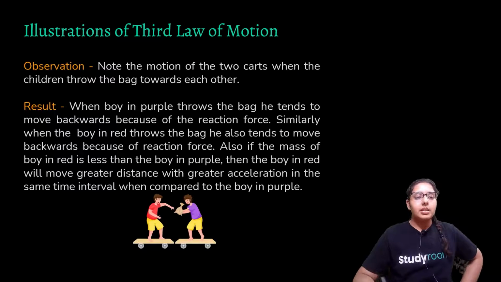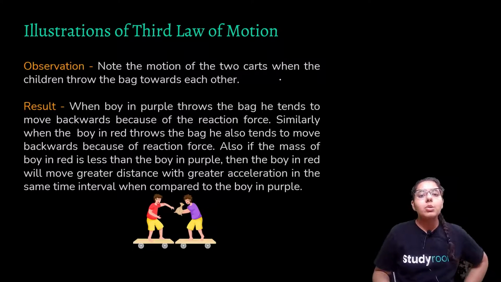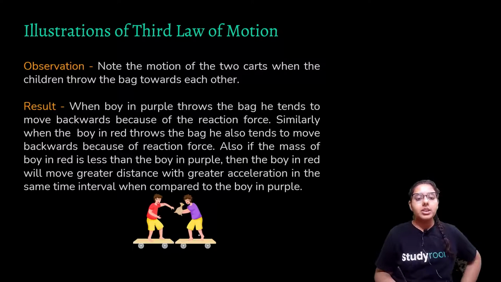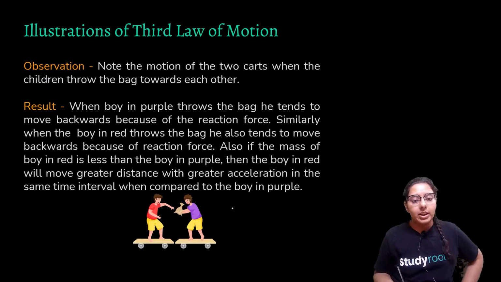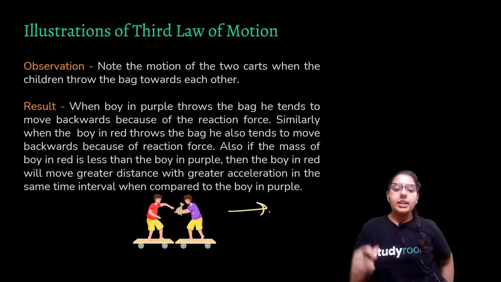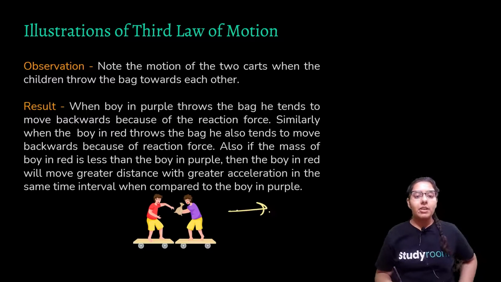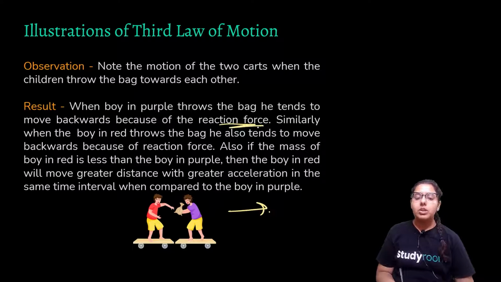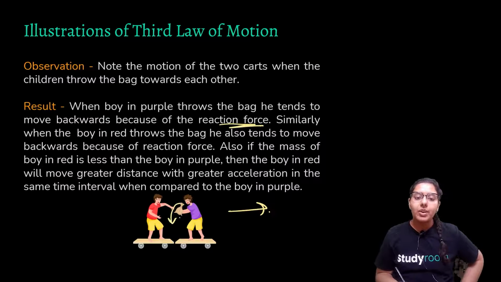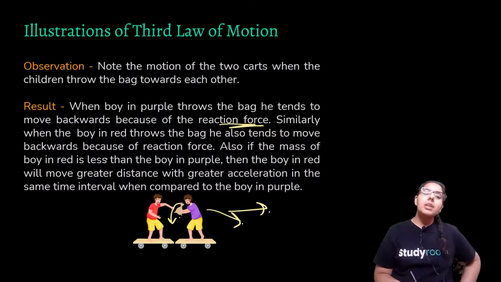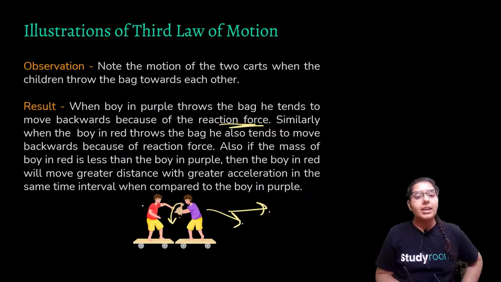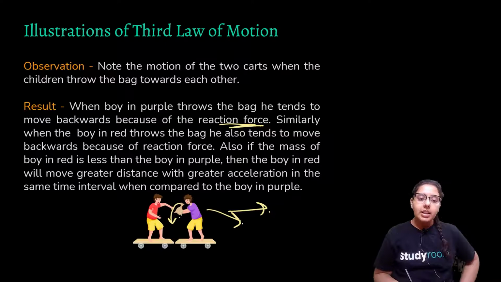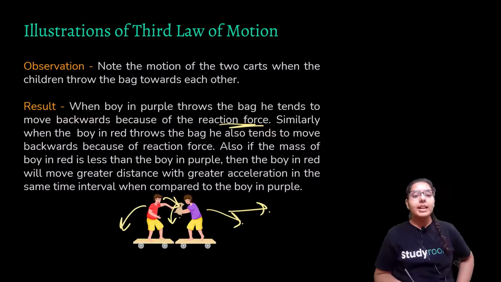So one more, this is the observation. The motion of two carts when the children throw the bag towards each other. When the boy in purple throws the bag, he tends to move backwards. Right, he is trying to throw, and he tends to move backwards because of the reaction force. He is doing the action in the forward direction and the reaction is happening in the backward direction. Similarly, when the boy in red throws the bag, he also tends to move backwards. Why? He is trying to do action this side. Reaction will happen in the backward direction, right?